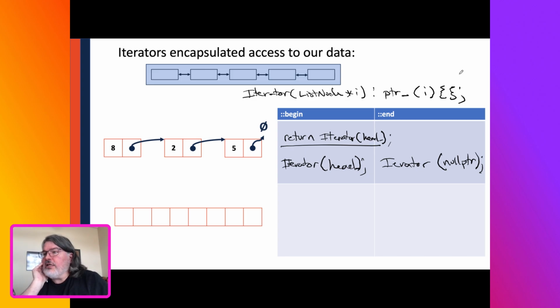The iterator is a class of its own, right? It's a value initialization list, right? It's an initializer list. This is an iterator constructor that takes one argument, which is a list node pointer I, and it uses that argument to value initialize its private member variable pointer.